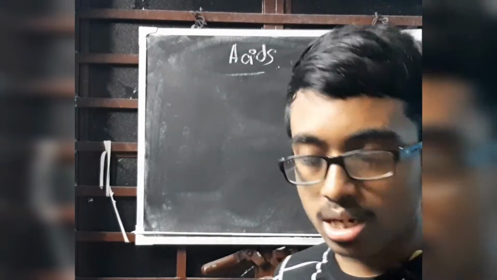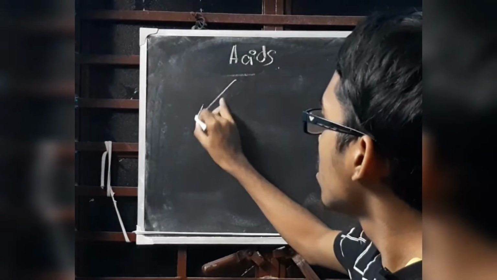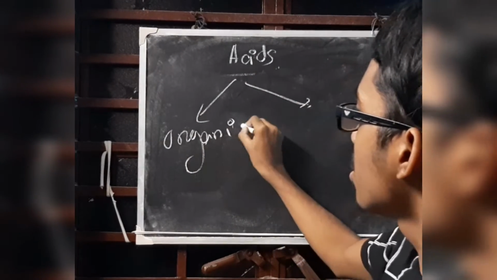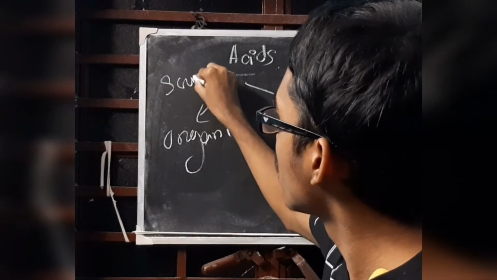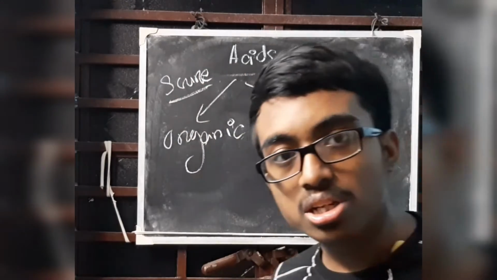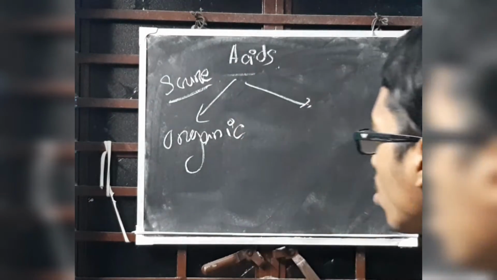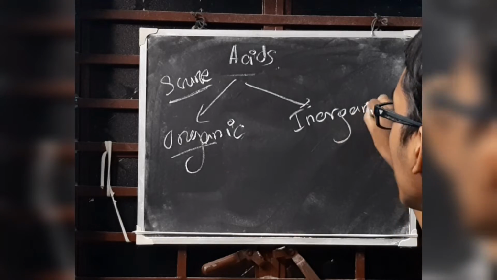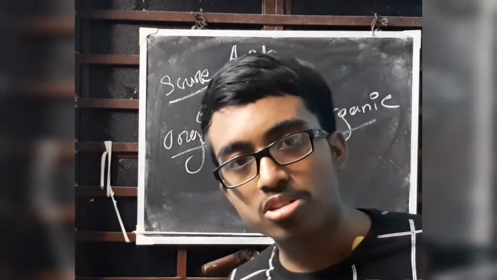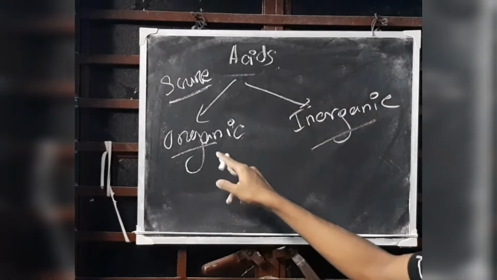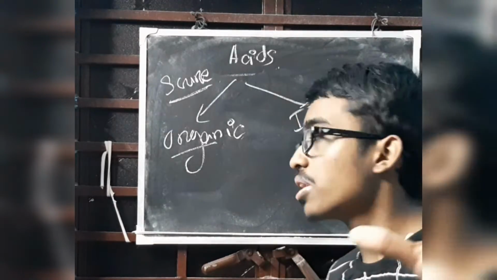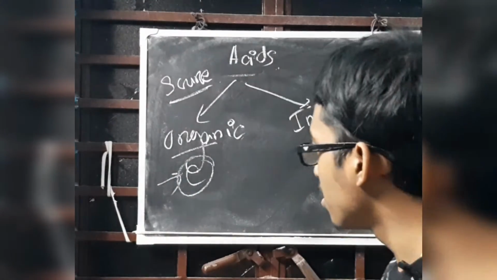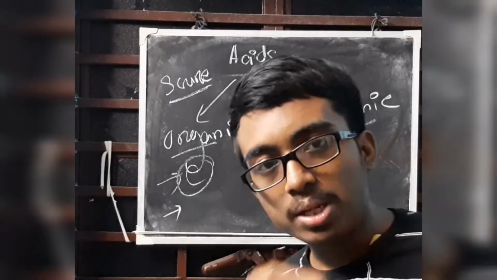Now we have classified acids into organic and inorganic. This is classification based on source. We have an entire branch of chemistry on organic chemistry and inorganic chemistry. The organic characteristic is that carbon has to be present. Organic means carbon. Then what else can be the characteristic?